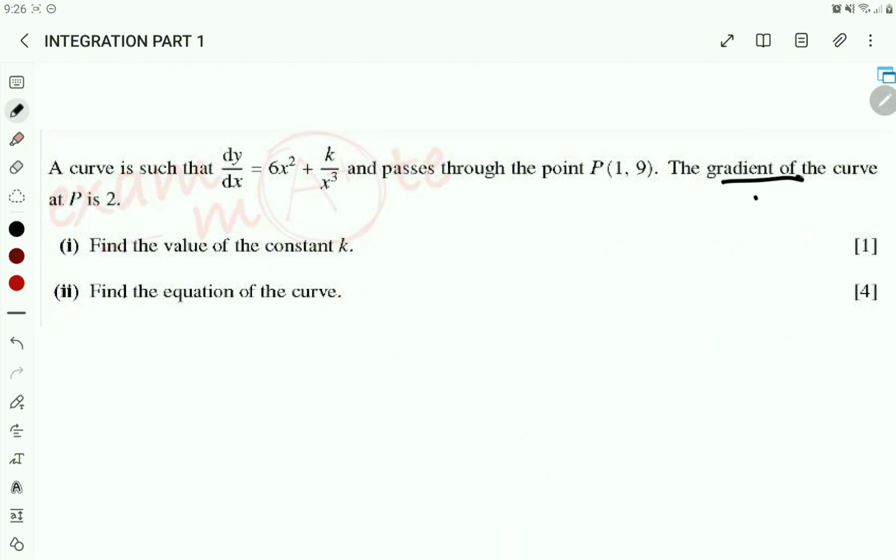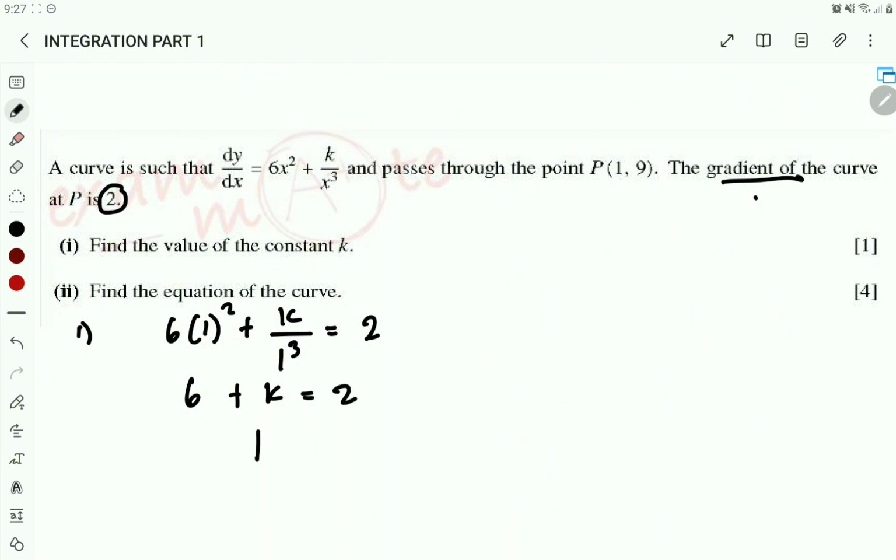Since the gradient at P is given, which is equal to 2, that is actually our dy/dx. So to find number 1, that will be 6 times 1 squared plus k times 1 cubed is equal to 2. That is 6 plus k is equal to 2. So k is equal to negative 4.